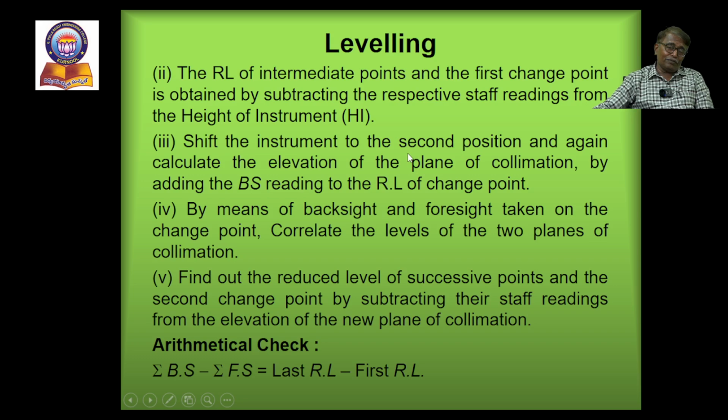Shift the instrument to the second position, that is L2, and again calculate the elevation of the plane of collimation by adding the backside reading to the RL of the change point. Change point means where the staff is kept fixed and the instrument has been shifted. By means of backside and foresight taken on the change point, correlate the levels of the two planes of collimation. Find out the reduced level of succeeding points and the second change point by subtracting the staff readings from the elevation of the new plane of collimation.